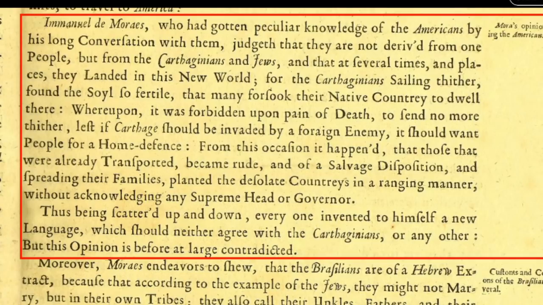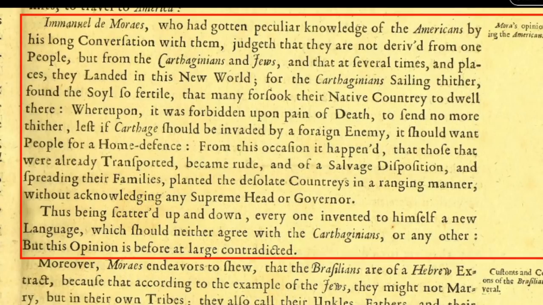For this occasion it happened that those that were already transported became rude and of savage disposition, and spreading their families planted the desolate countries in a ranging manner, without acknowledging any supreme head or government. Thus, being scattered up and down, everyone invented to himself a new language, which should neither agree with the Carthaginians nor any other. But this opinion is before at large contradicted.